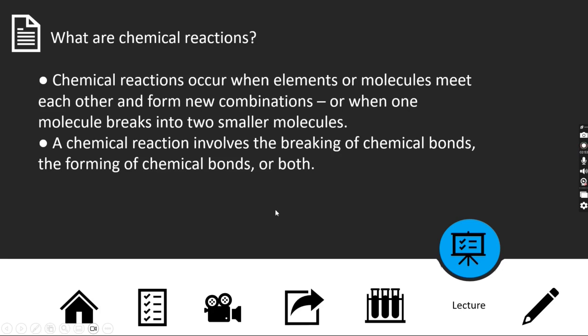They occur when elements meet and when you have the breaking and forming of chemical bonds, which again is the movement of electrons. This all involves movement of electrons.